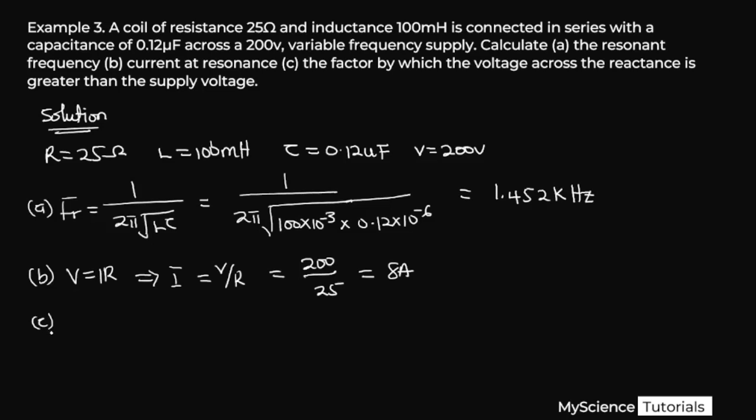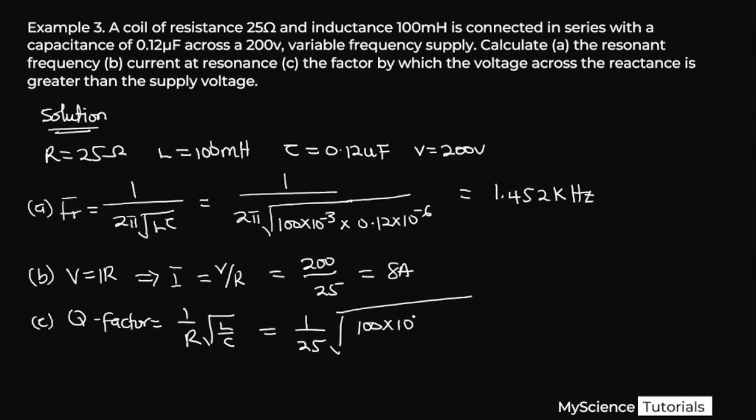Now, there are so many ways to calculate Q factor. The common way is to quote the Q factor formula, which is equal to 1 over R, the root of L on C. So this is equal to 1 over 25 multiplied by the root of our L, which is 100 times 10 raised to the power minus 3, on our C, which is 0.12 times 10 raised to the power minus 6. If we compute everything into the calculator, we are going to get 36.5.